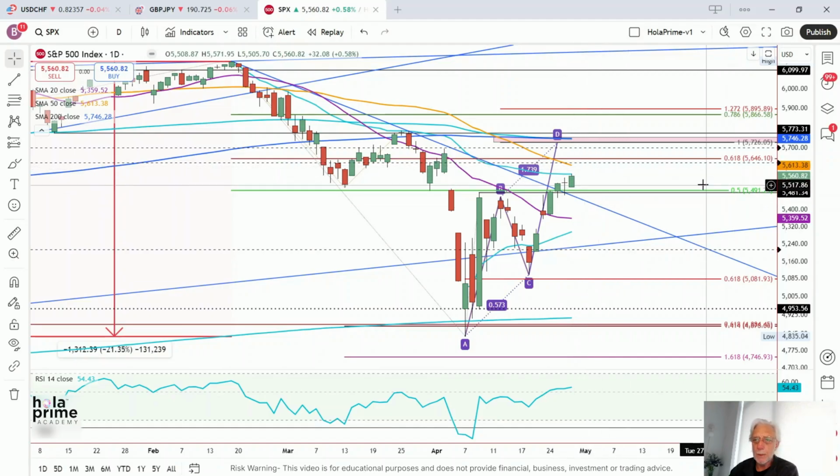The next higher levels are 5,613 and 5,646: the 50 moving average, simple, and the 61.8% Fibonacci retracement. So it looks like there could be more upside before there's a pullback of note. And keep in mind that we only broke out to above this prior swing high 2 days ago. So let's see what happens. Momentum is still to the upside from what I am seeing.